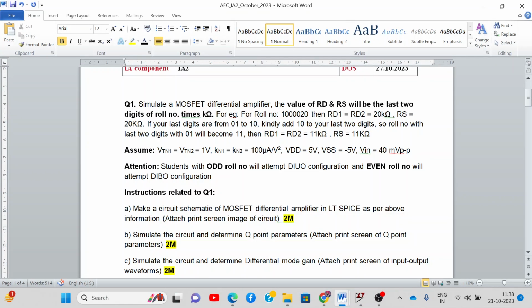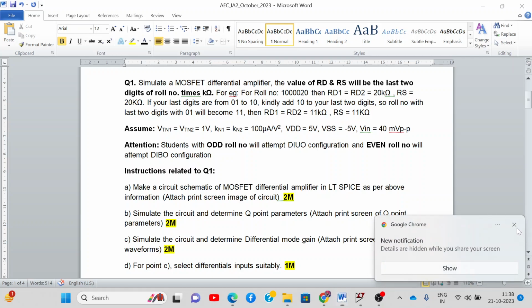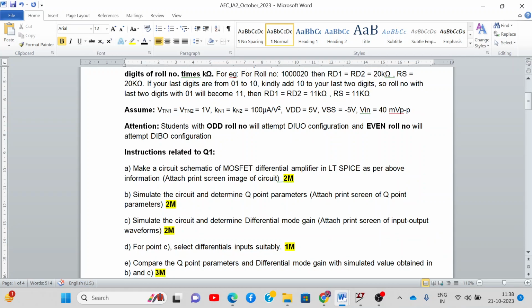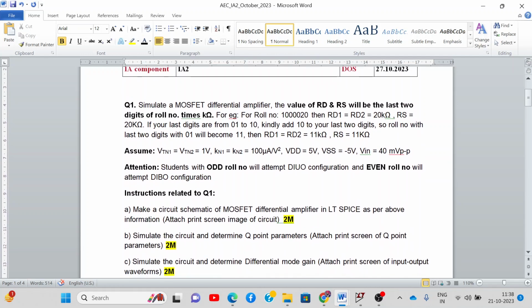Those who have odd roll number will attempt DIUO. Even roll number will attempt DIBO. So if you attempt the wrong configuration, you will get 0 marks. You will not get proper marks because it is clearly mentioned over here. Your roll number should be odd or even. Select the proper configuration. Any doubt in question number 1?